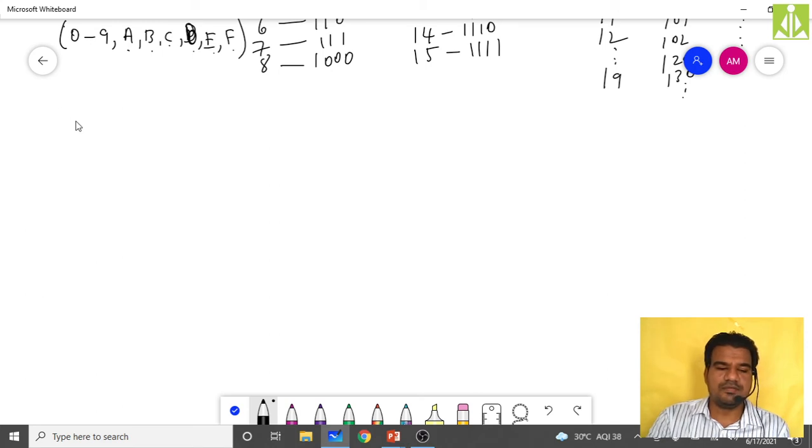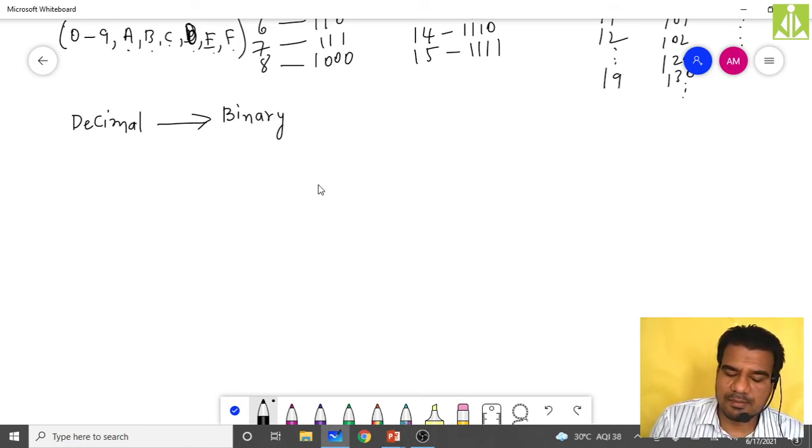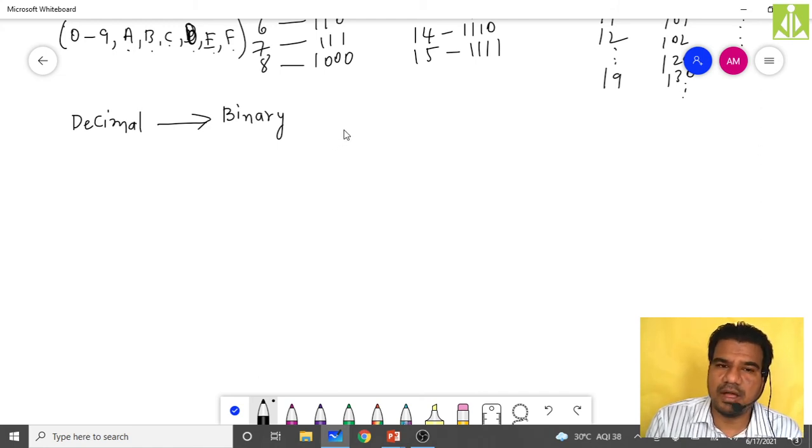Okay, so if the number is given in decimal form, how can we do the conversion to binary form, decimal to binary? Always remember one thing, because there is a possibility that you will mix up the numbers. When they give a particular number, how can we tell which format the number is in? By checking the base value.